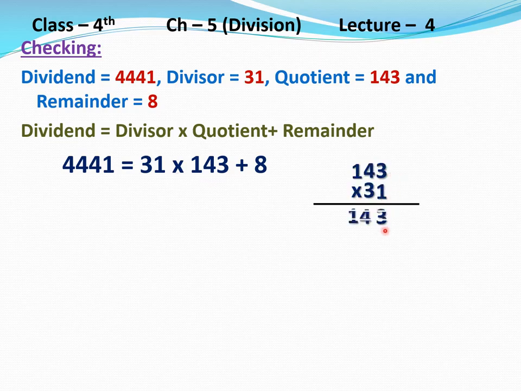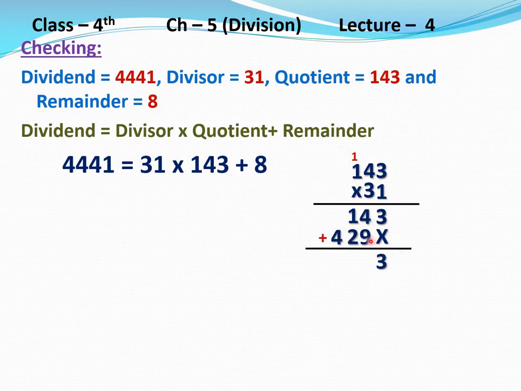See, 1 3 is a 3. Write 3 here. 1 4 is a 4. Write 4 here. 1 1 is a 1. Write 1 here. Now put 1 cross here. Now multiply 143 by 3. See, 3 3 is a 9. Write 9 here. 3 4 is a 12. Write 2 here and 1 carry. 3 1 is a 3 plus 1, 4. Write 4 here. Now we will do addition.